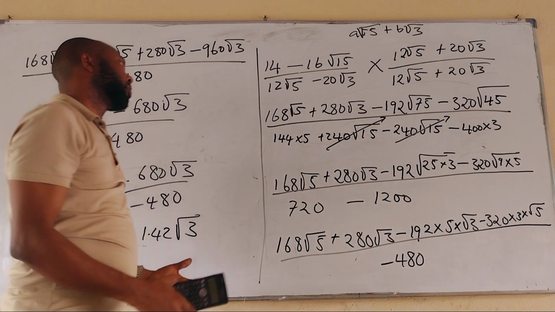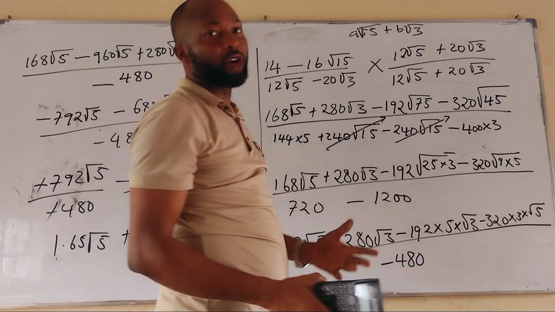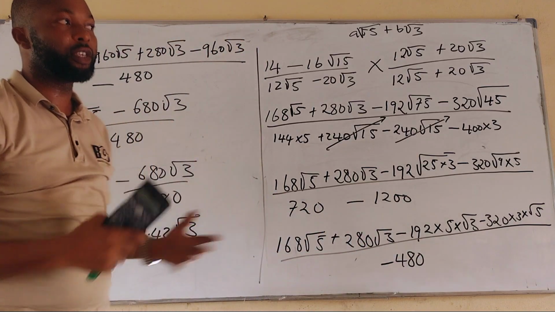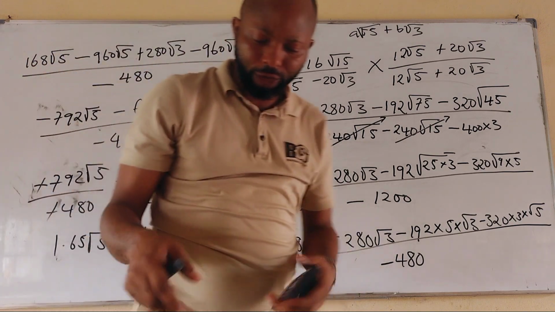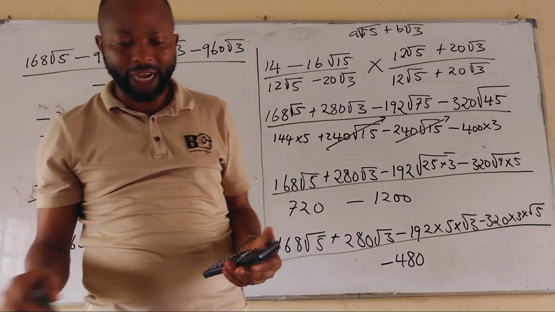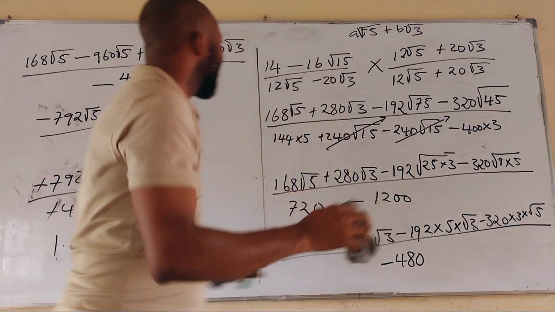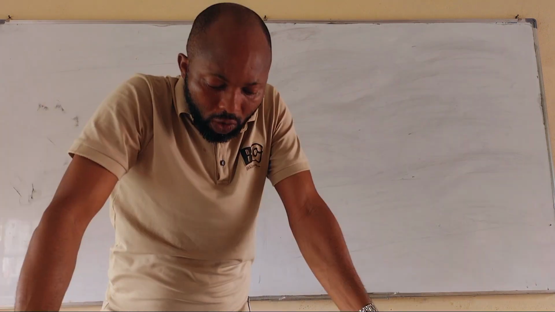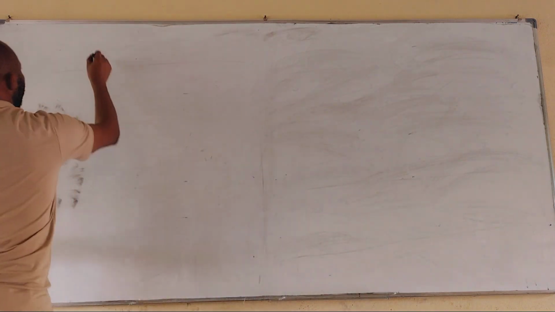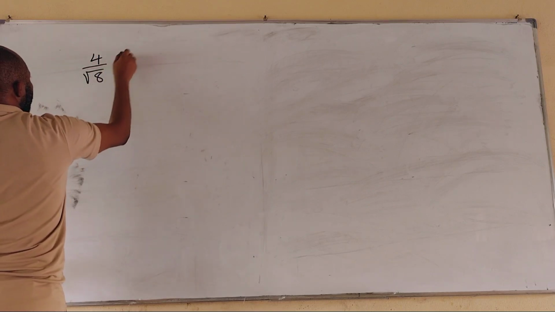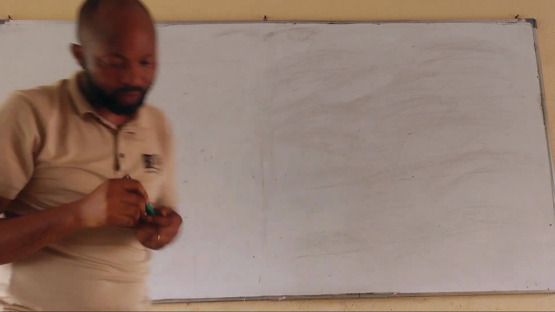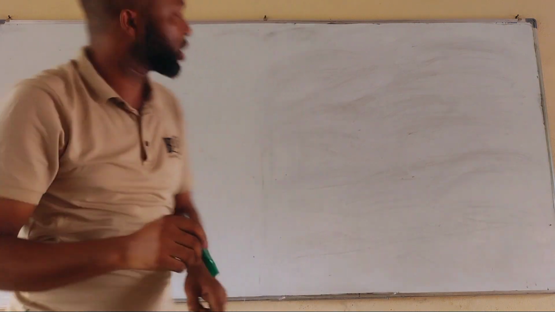Now, it may be very long, but if you follow the principles gradually, you will certainly get to the bottom of it. So let us solve just a few more exercises and see what we can get out. So let me take this out: 4 over root 8 plus 3.